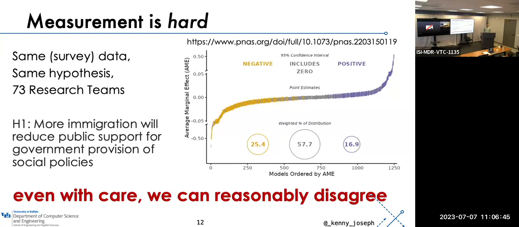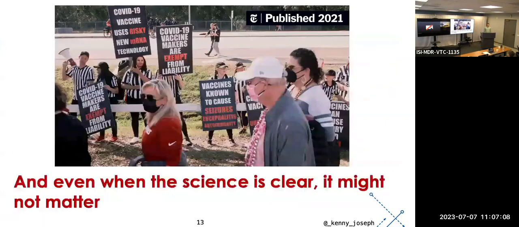Same survey data, same hypothesis, 73 teams. 25% of those teams found a negative relationship between immigration and support for government provision of social services, and 16% found a positive relationship, right? So measurement is challenging in all of these ways, and even if it works out and we all agree, I think there's pretty clear evidence that measurement can't solve all the problems, right?